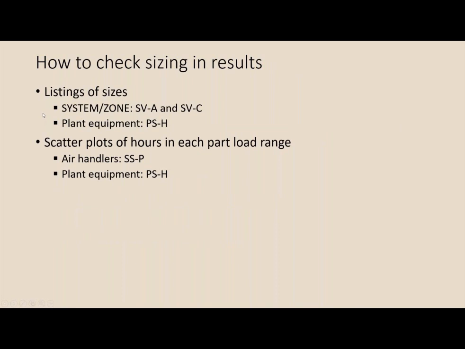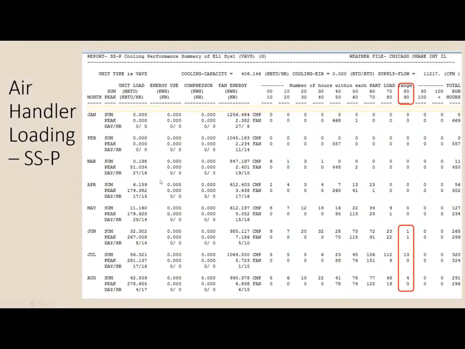So I've got a couple of slides about, once you've got your sizing model running, how do you go about checking to make sure the sizing results are reasonable? You can look at actual sizing values in the SV-A, and there's a new report called SV-C. And then in the plant equipment PS-H reports, I'll show some images of those in a few slides down. And then I think it's really helpful to look at scatter plots of the hours in each part load range that are available in the SS-P and the PS-H reports. So I've got some of those to look at here.